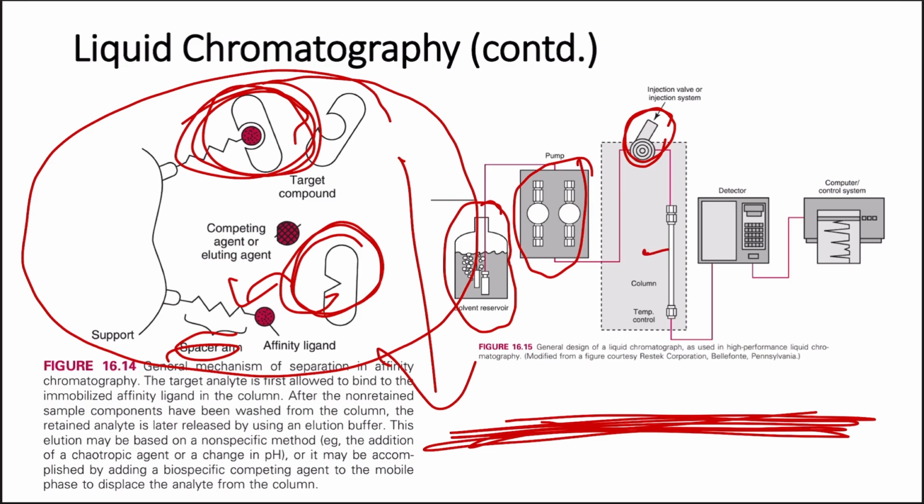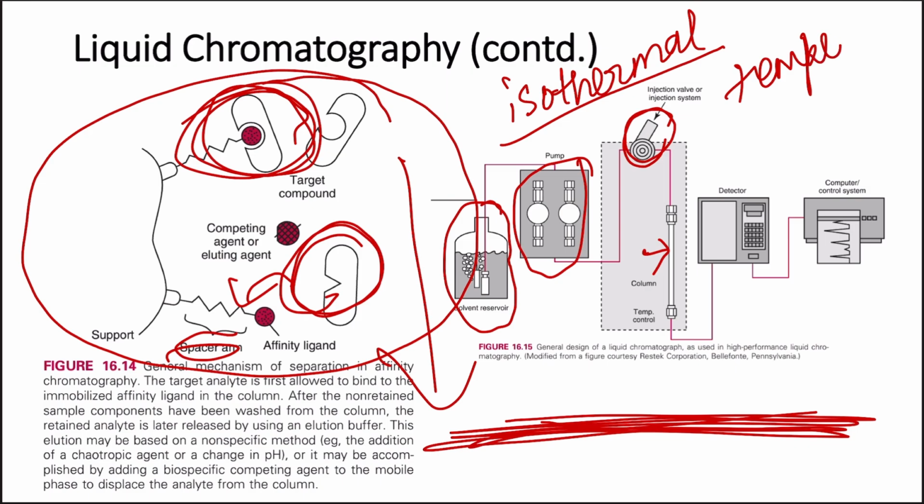Then we have the column here, and a proper temperature has to be maintained. In liquid chromatography there is a special thing: we need to maintain a constant temperature throughout the process. That's why it is called isothermal separation. Whereas if the temperature changes with time, as in gas chromatography, then it is called temperature programming.